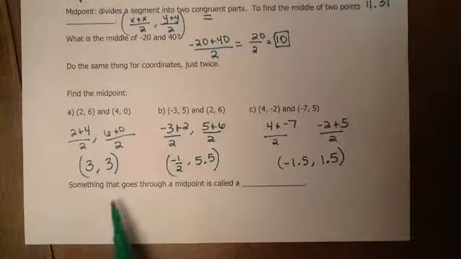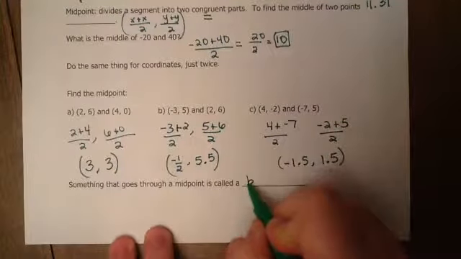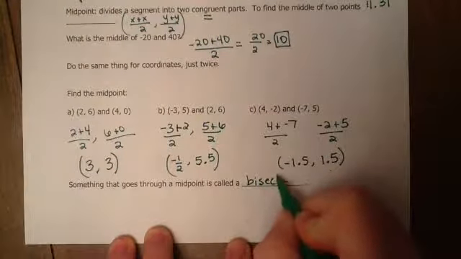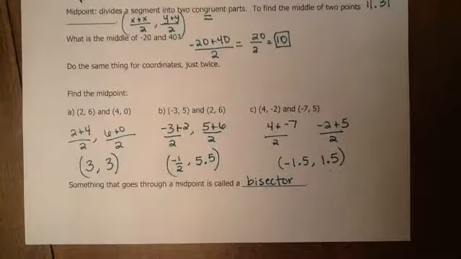Lastly, something that goes through a midpoint is called a bisector. A bisector cuts something in half. A bisector will cut something in half.